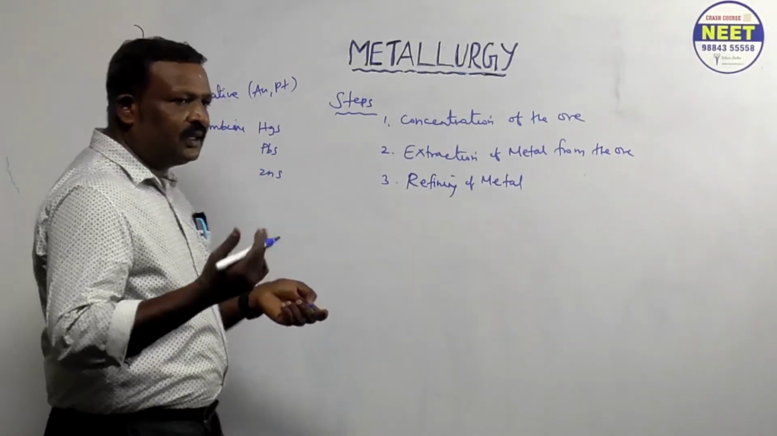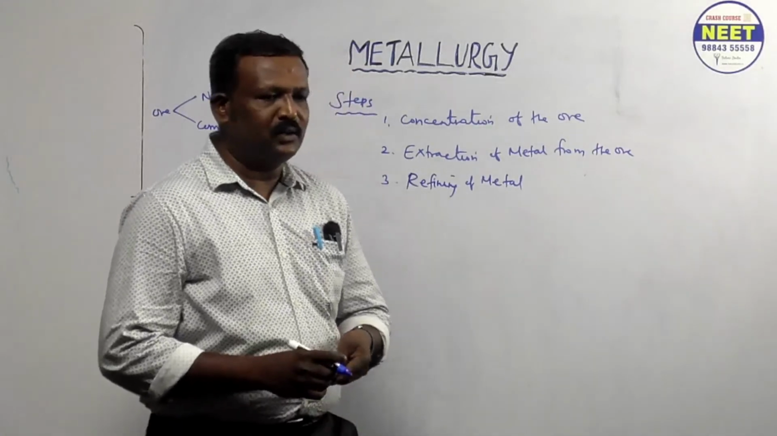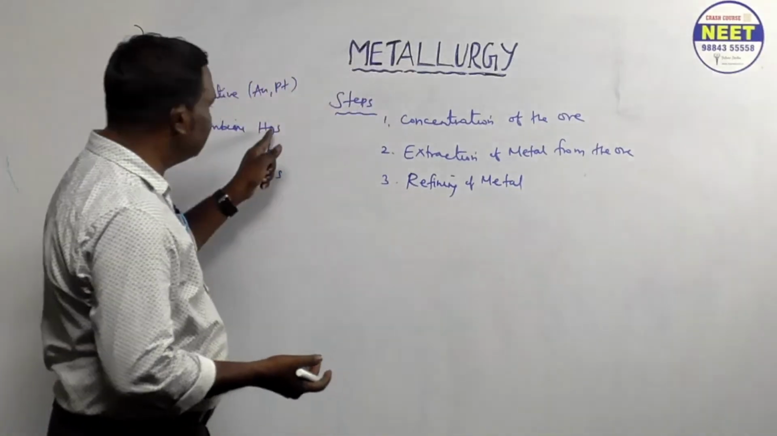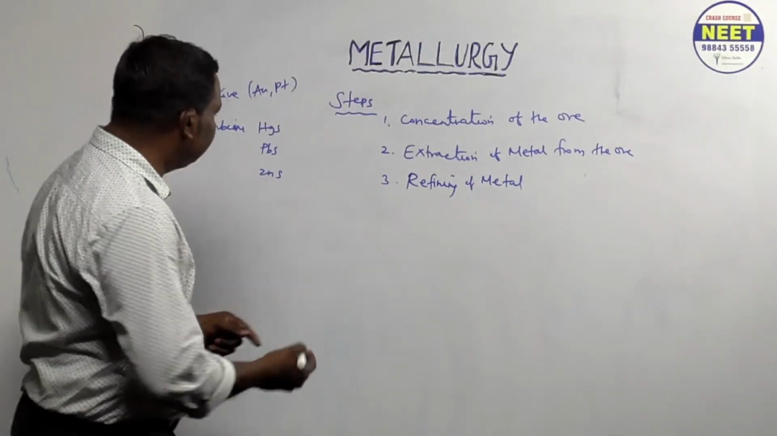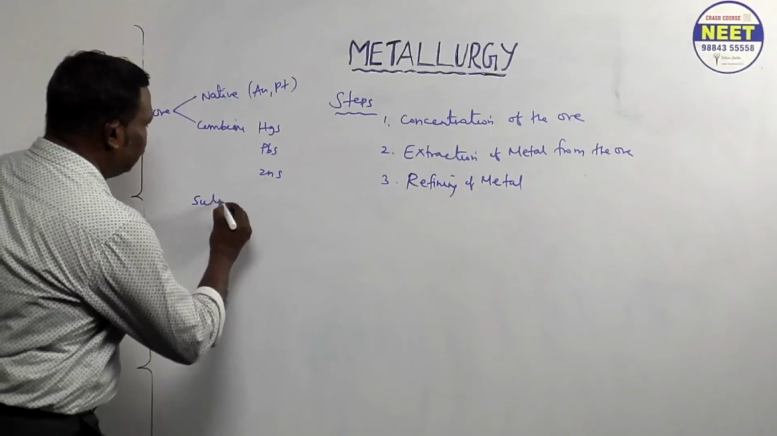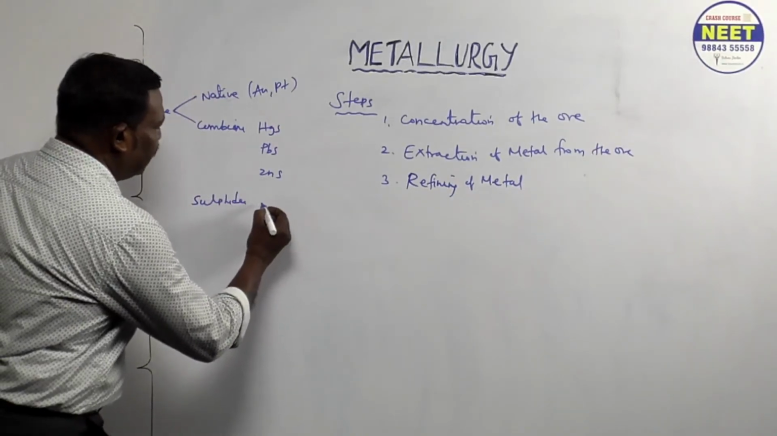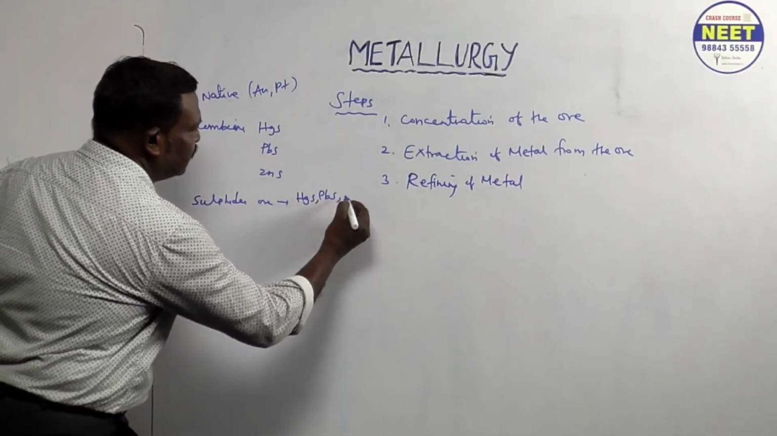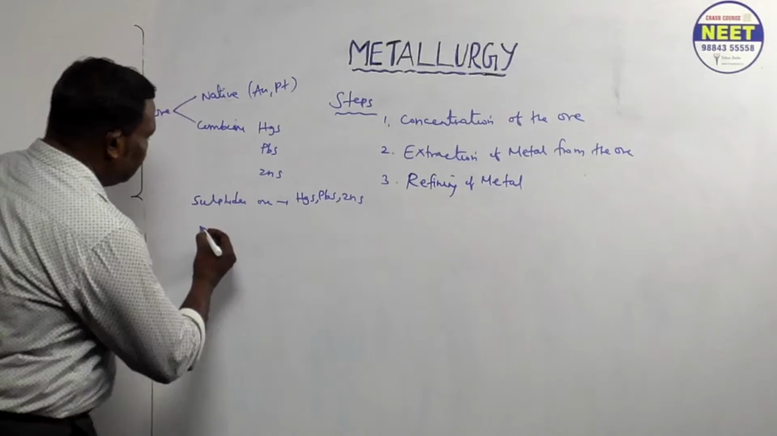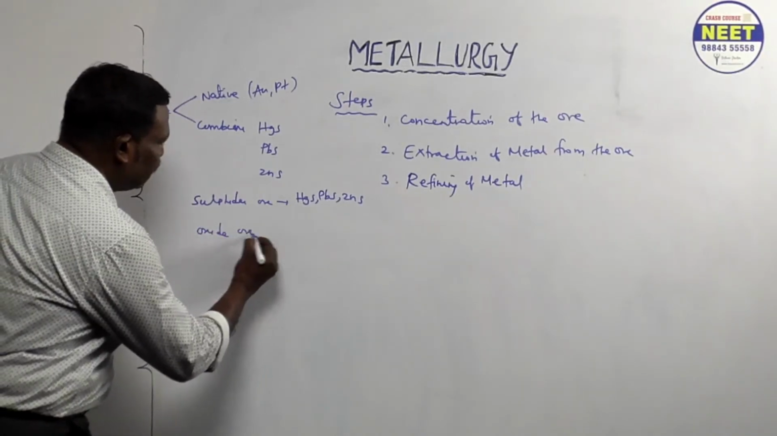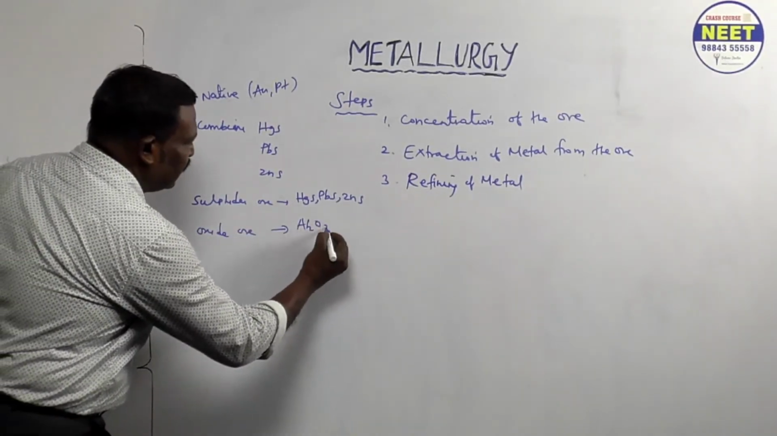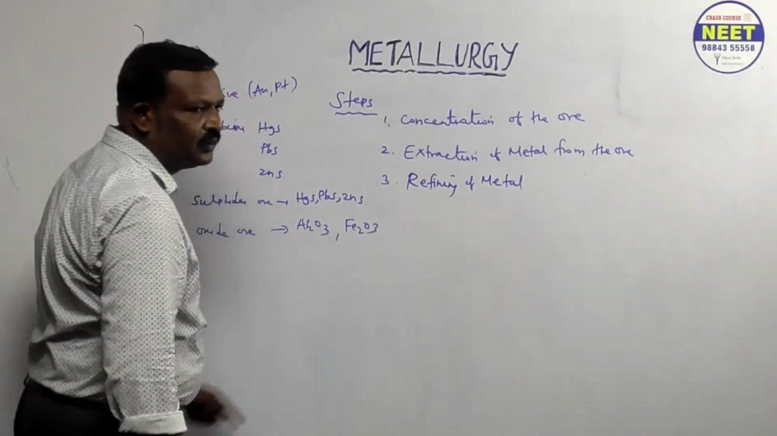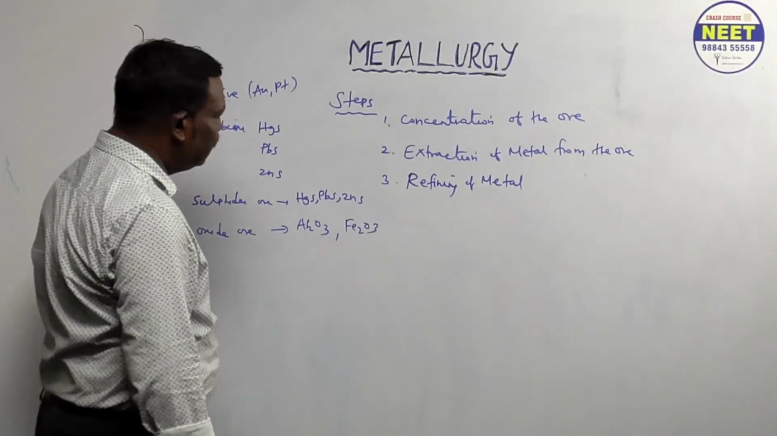And then we have types of ore, isn't it? Sometimes ore is in the form of sulfide ore. Sulfide ores are HgS, PbS, ZnS. Oxide ore, the best examples are Al2O3 (bauxite) and Fe2O3 (hematite). Okay, understood?